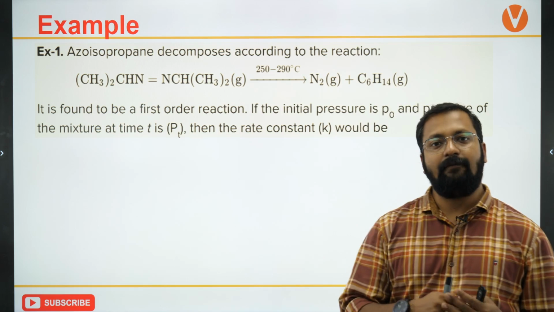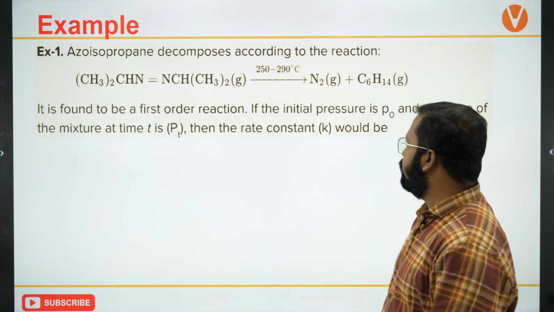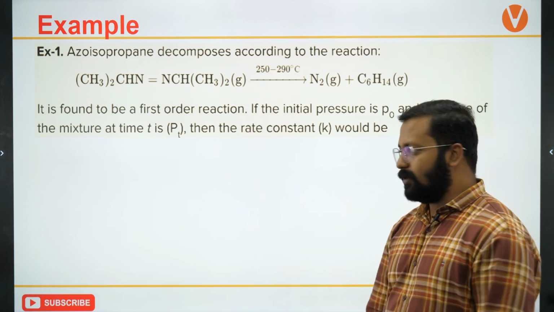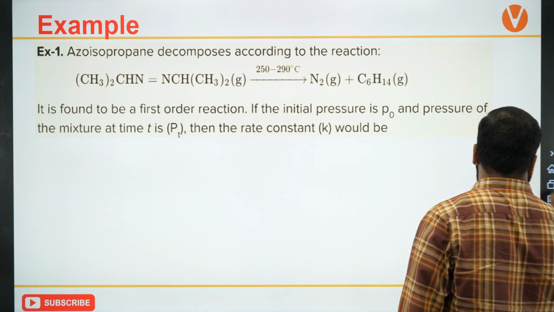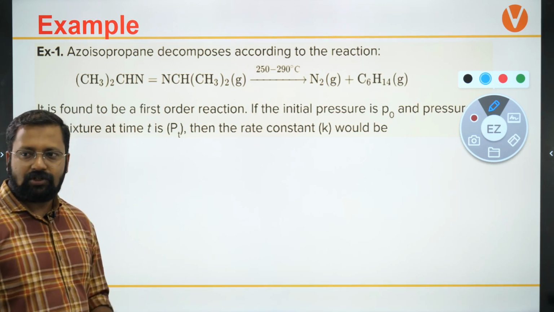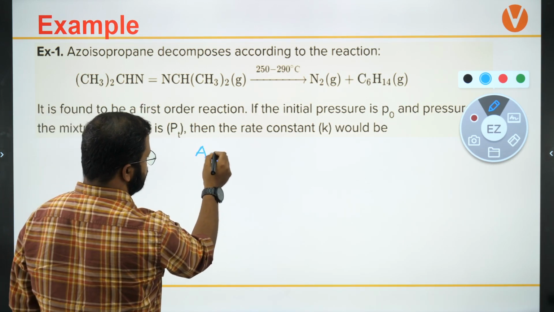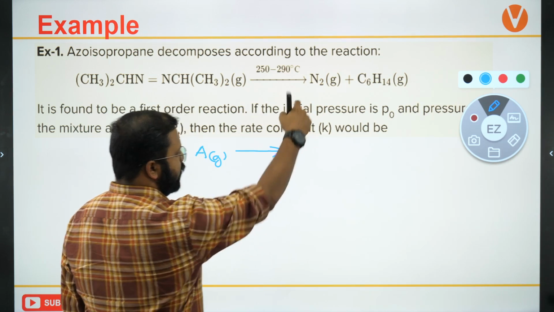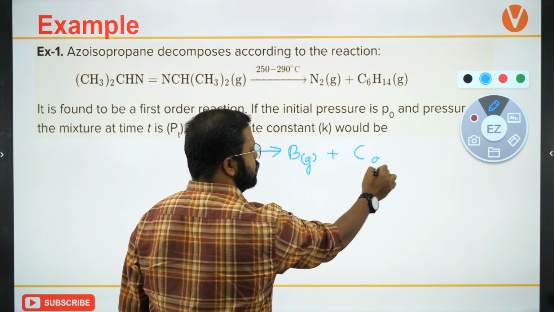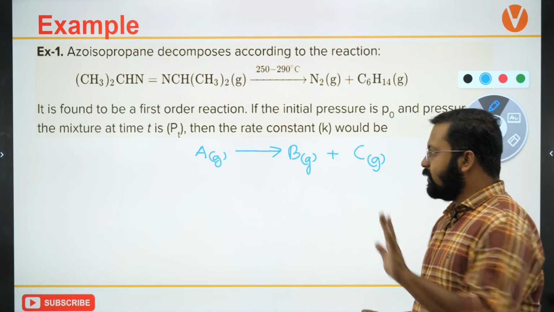I have to write the expression for rate constant by keeping in mind the condition that is given over here: initial pressure is P naught, and the pressure at a certain time t is Pt. So how do I do this? Similar questions we had solved in the previous session. Let's say this is reactant A, which is gaseous, and N2 is product B, which is gaseous, and C6H14 is product C, which is also gaseous. So there are three gaseous entities. One is the reactant, the other two are products.